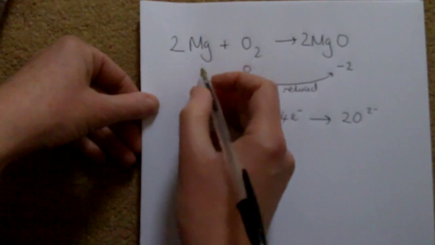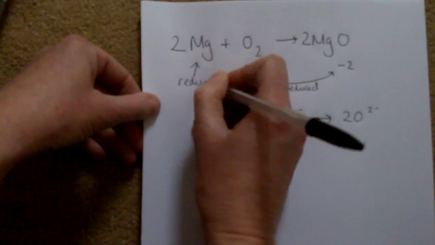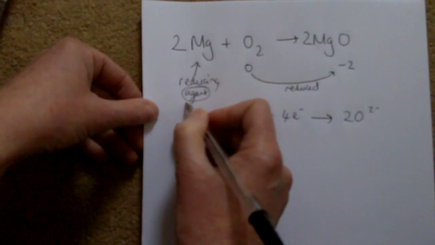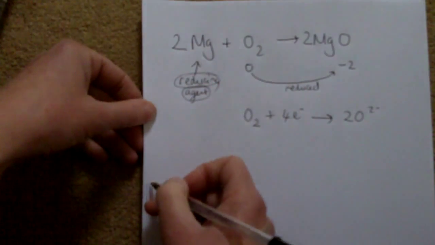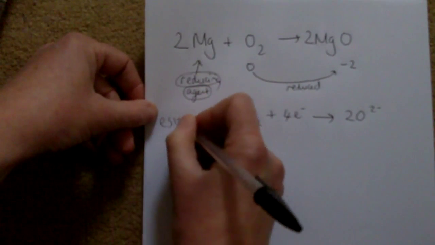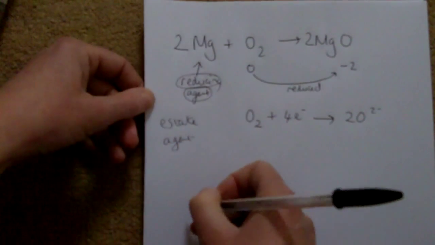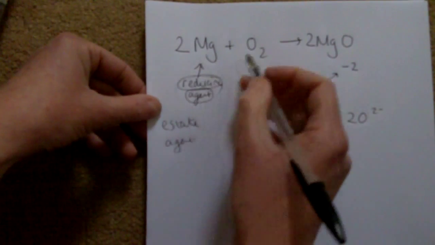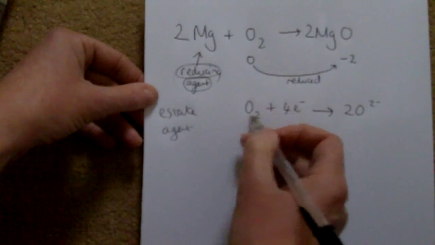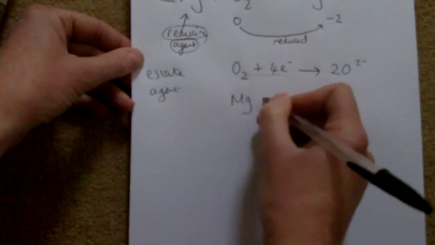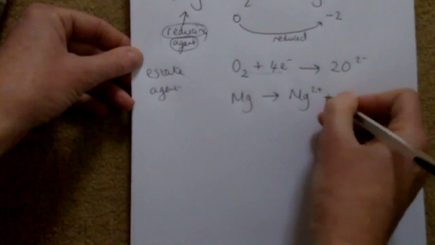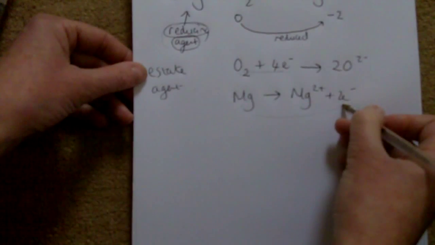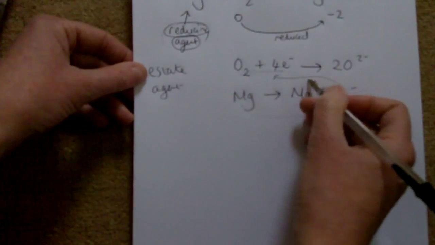Therefore, magnesium is a reducing agent, because it's an agent to help something be reduced. A bit like an estate agent. An estate agent helps somebody sell their house, helps somebody buy a house. A reducing agent helps something be reduced. So oxygen gains electrons, magnesium gives away its electrons so that oxygen can gain them.